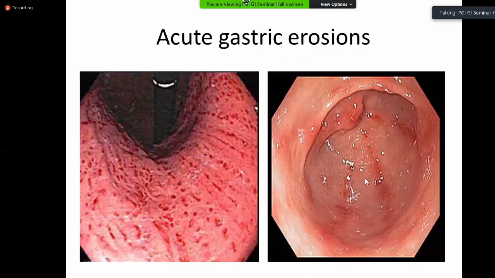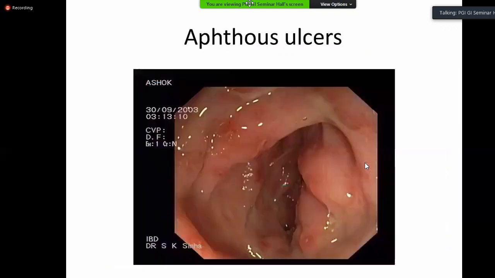Again, some examples of linear erosions, like a gave pattern in the antrum or even in the fundus. Again, all these are stress-related erosions. Now, what is an aphthous ulcer? An aphthous ulcer is an ulcer with a whitish base and a surrounding halo.